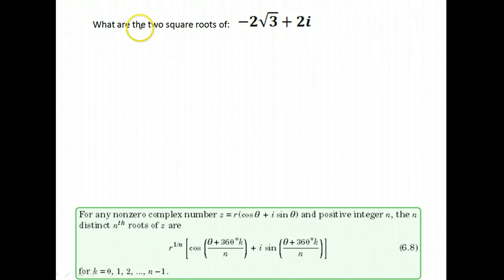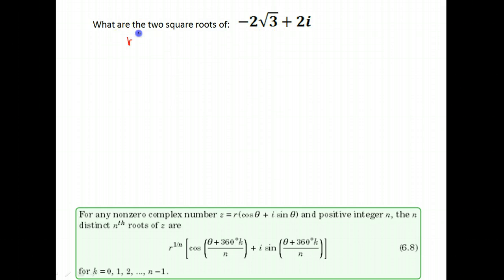Right, well, let's find out what are the two square roots of -2 square root 3 plus 2i. Now, we have a formula down here that allows us to find the roots of a complex number, but it needs to be written in trigonometric form before we can do that. Okay, so remember we need two things.